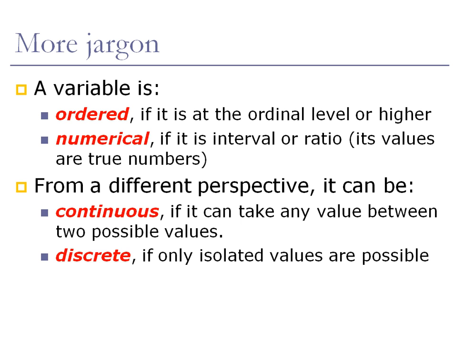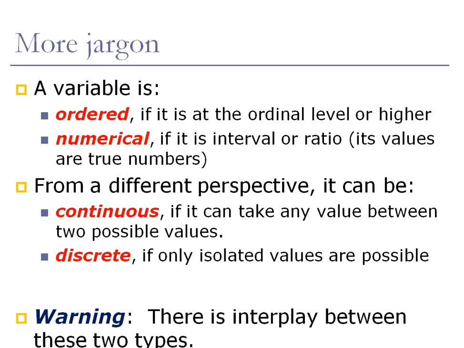The values of a variable, on the other hand, are discrete if only isolated values are possible. So for instance, if I ask you how many brothers and sisters you have, you cannot possibly tell me 3.5. So it has to be either 0 or 1 or 2 or 3. Or how many seizures have you had? Well, that can only be 0 or 1 or 2 or 3. You cannot have anything in between. So in this case, we're looking at discrete variables.